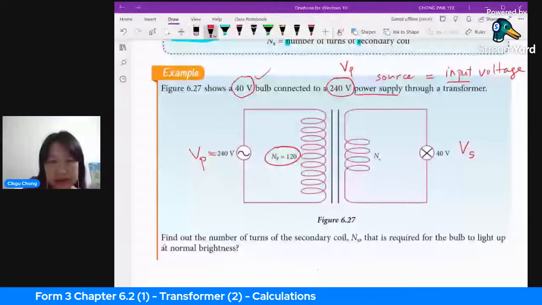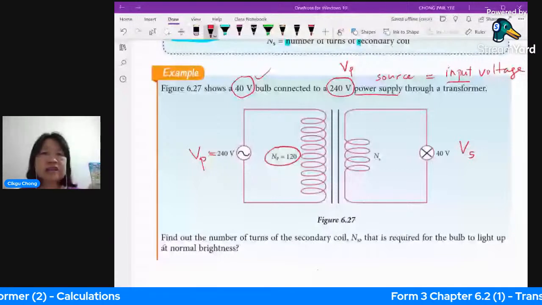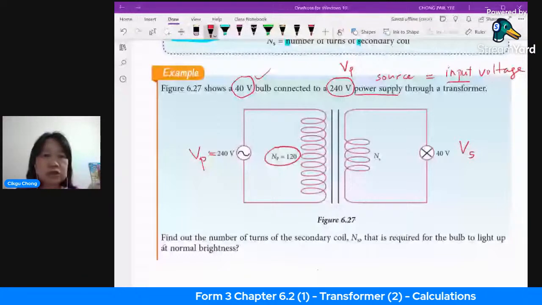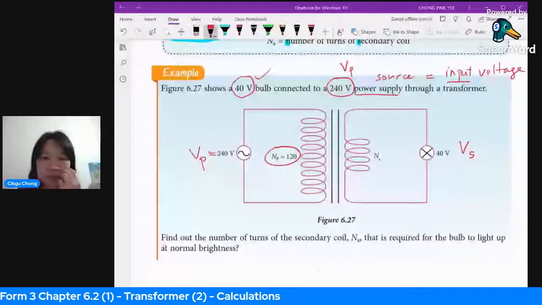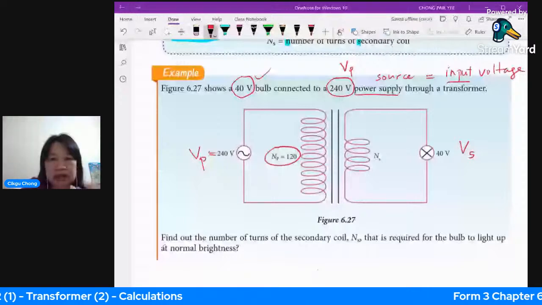Then you're supposed to find the NS. Okay, you understand the question first. Take about 1 minute, read through, underline, and also identify your values for each of the 3 parameters. Then it asks you to find NS that is required for the bulb to light up at normal brightness. So find out how many coils this is.